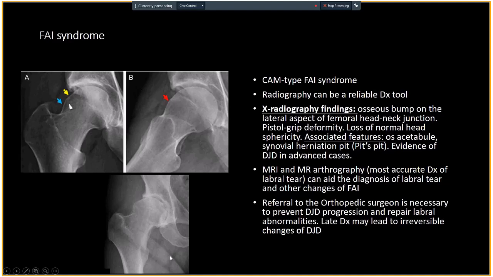In this case, you can see that osseous bump or cam type deformity, FAI, plus relatively significant osteoarthritis affecting this joint with non-uniform joint space loss. You can see subchondral sclerosis, osteophyte buttressing, intra-articular thickening of that calcar of the femur. So in this case, patients already develop DJD.